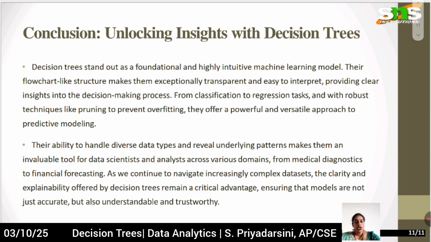To conclude, decision trees form the foundation of many advanced algorithms like random forest and gradient boosting. This visual and intuitive structure helps us understand complex data relationships. They are effective for both categorical and numerical data across domains like medicine, finance, and marketing. The key takeaway is that decision trees do not just predict outcomes, they explain them. That is what makes them an essential tool in data analytics and machine learning.